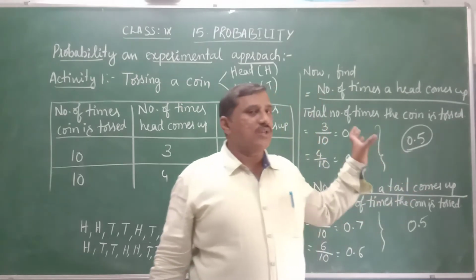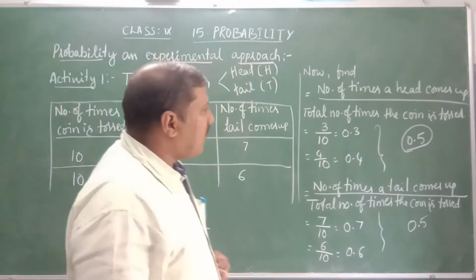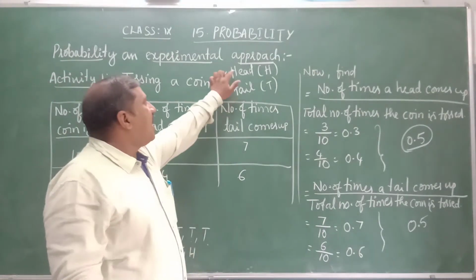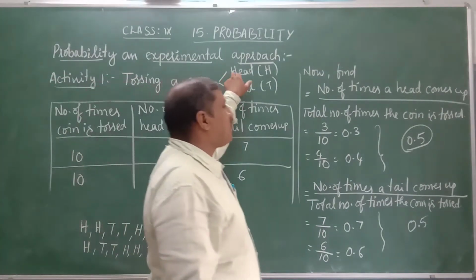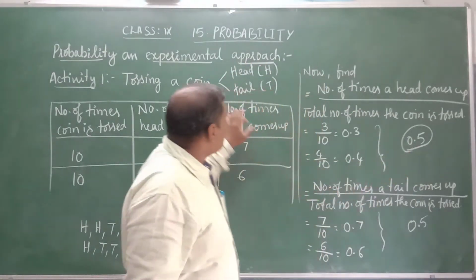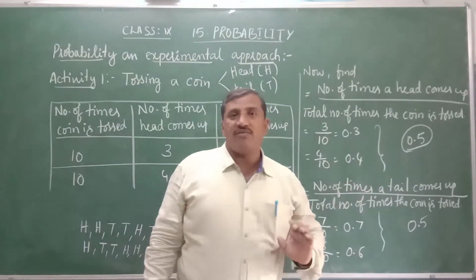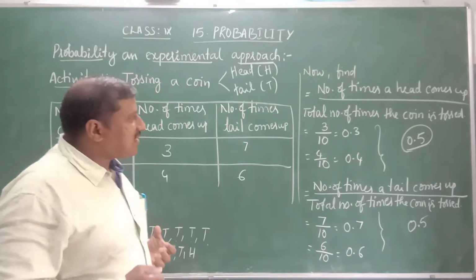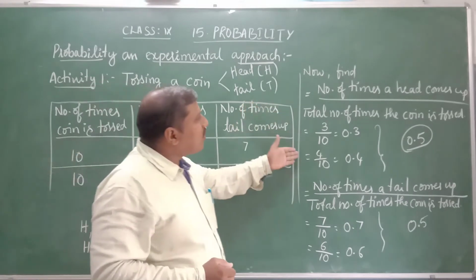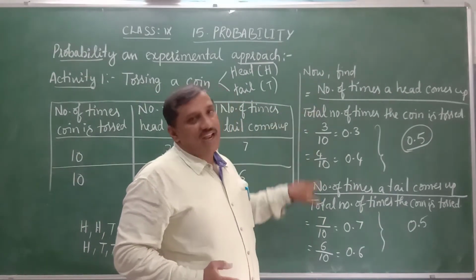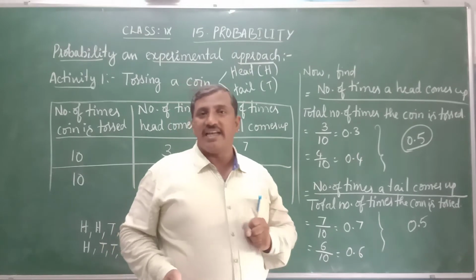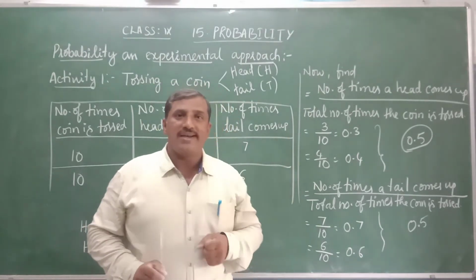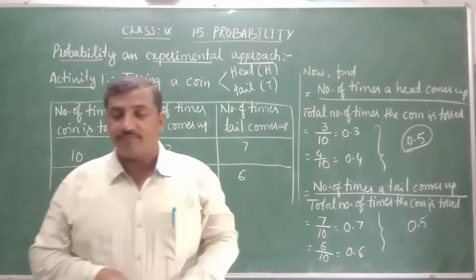It is very near to this value that we will find. So we can conclude that when we toss a coin, we have only two chances, head and tail. So head comes up nearer to 0.5 and the tail comes up nearer to 0.5 when we toss many times. Is it clear, children? Yes. Now here I wrote two fractions. This fraction represents probability. Now we will discuss in detail how to find the probability. Is it clear, the activity?